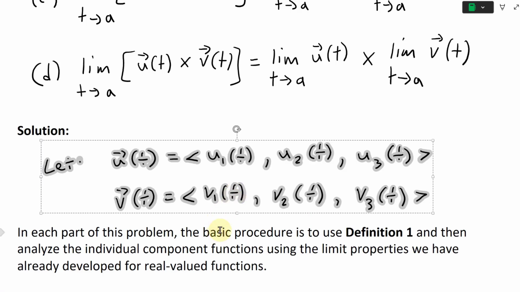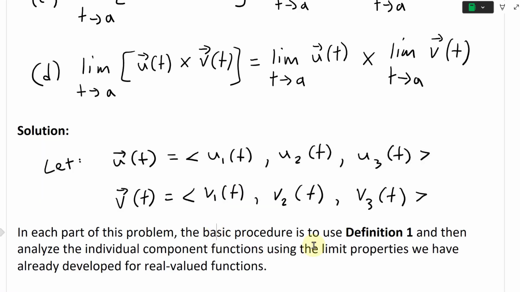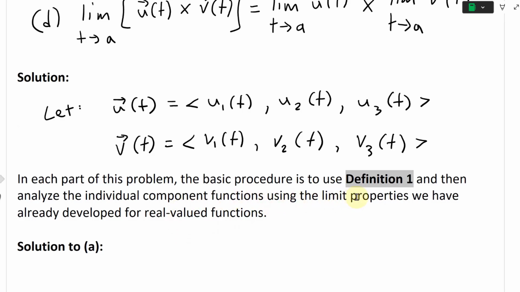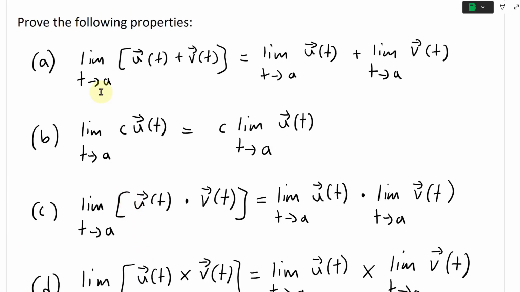In each part of this problem, the basic procedure is to use definition 1. Basically, the limit of a vector function equals the limit of its component parts, and then we analyze the individual component functions using the limit properties we have already developed for real valued functions. So let's take a look at the solution to A. A is this one right here, addition or subtraction. The same thing would follow, but we'll just do the addition because this was part of the exercise.